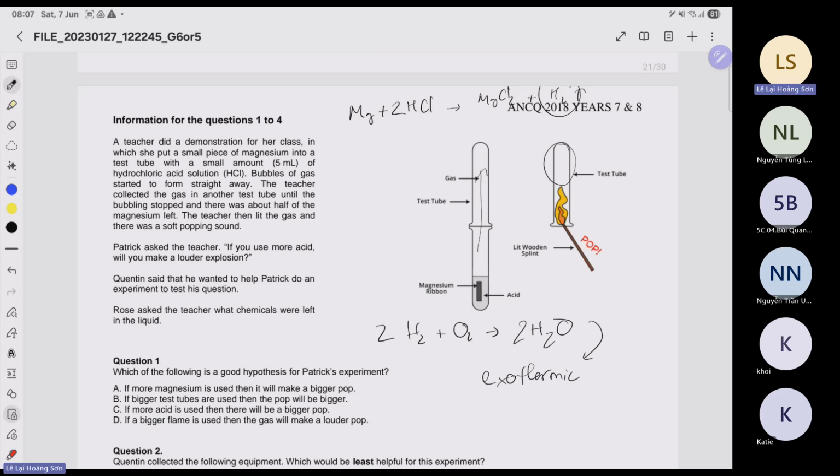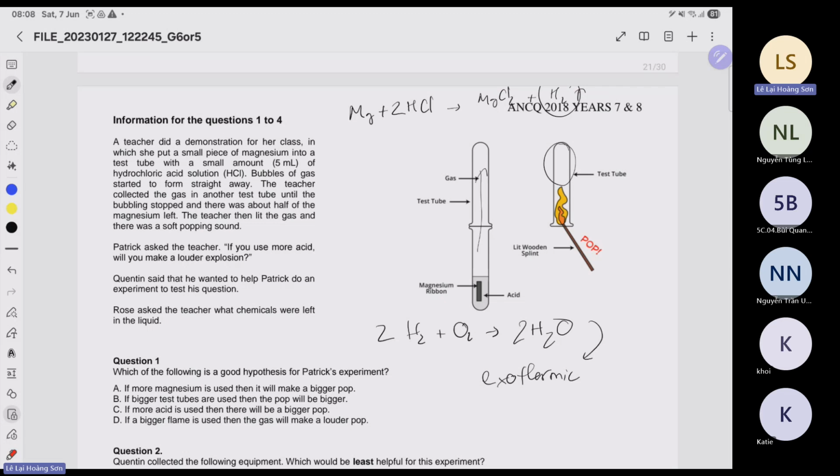Okay, which of the following is a good hypothesis for the experiment? If more magnesium is used, it will make a bigger pop. Bigger test tube, more acid, it will make a bigger pop and give a bigger flame, then the gas will make a louder pop.